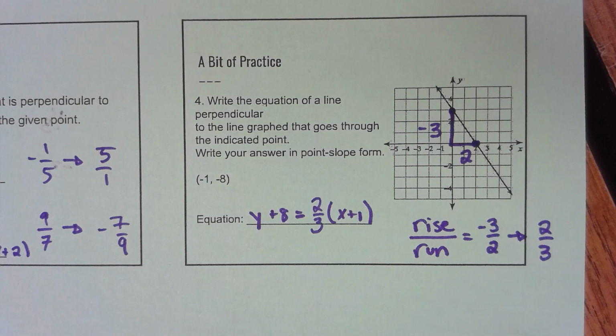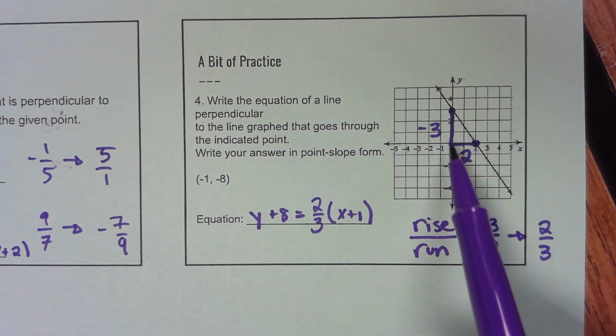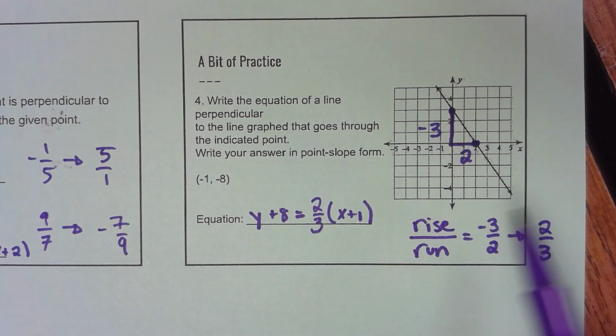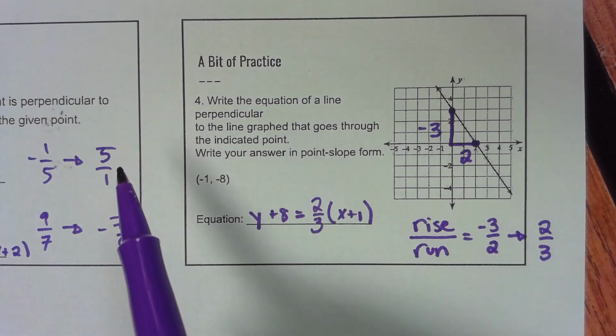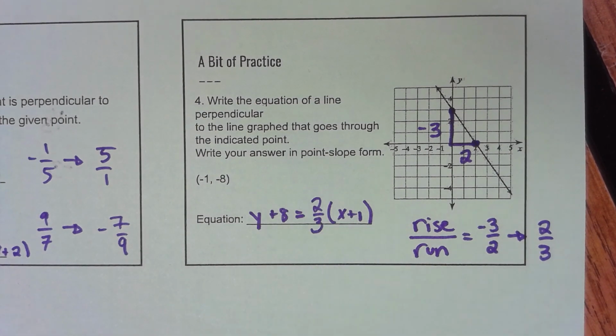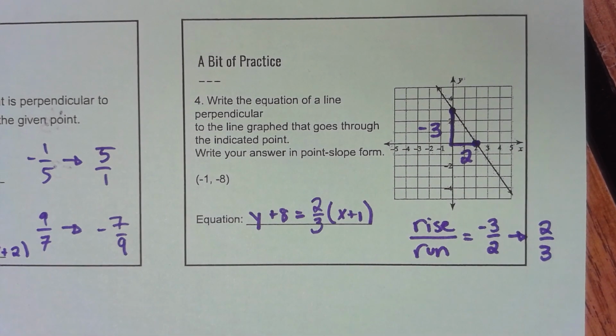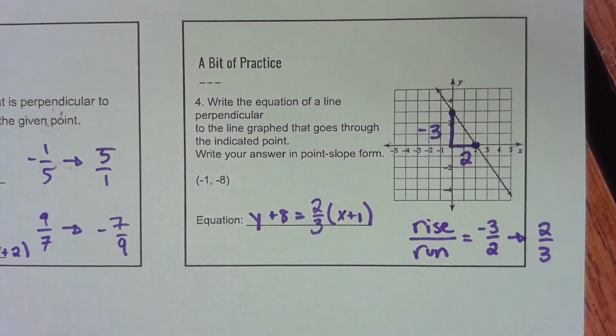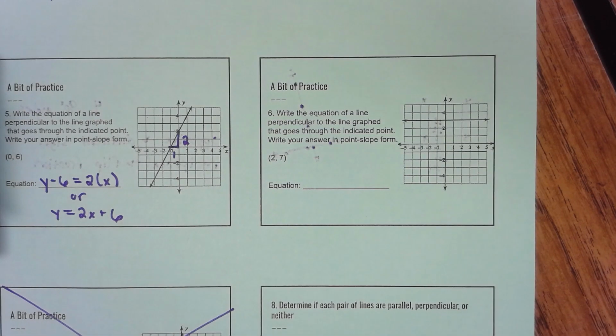All right, for everyone watching the video, we found the slope to be -3/2, which makes the perpendicular slope 2/3. Using the point (-1, -8), we get the equation y + 8 = 2/3(x + 1). Having everybody now work on problems 5 and 6. We're going to skip 7, so just go ahead and do 5 and 6. Basically doing the same thing I did here in 4. And then we'll pick up from there.